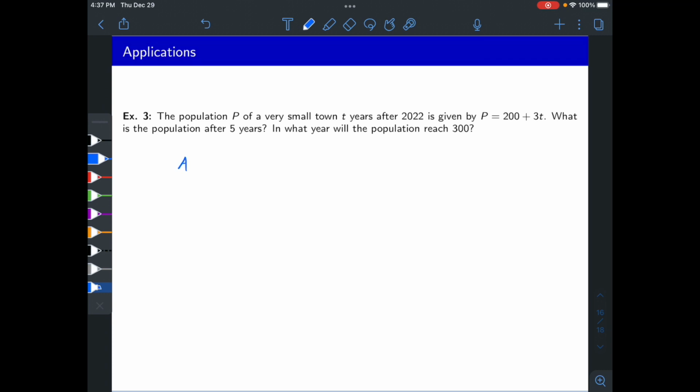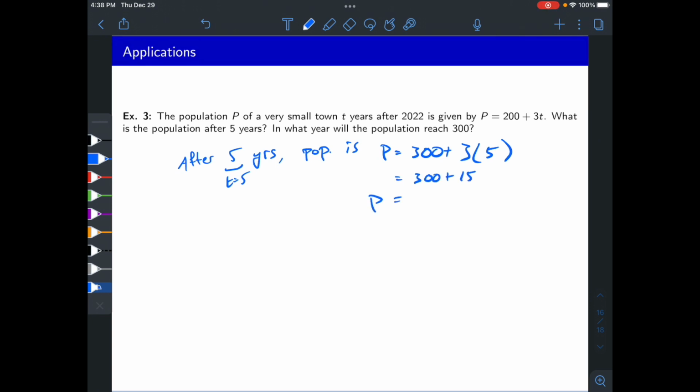So after 5 years, the population is given by P equals 200 plus 3T, and this is just telling us that T is equal to 5. So I just replace T with the number 5. We're just basically picking a value for our variable. So this is 200 plus 3 times 5, which is 15. So the population would be 215 people. Good to have units here. Okay.